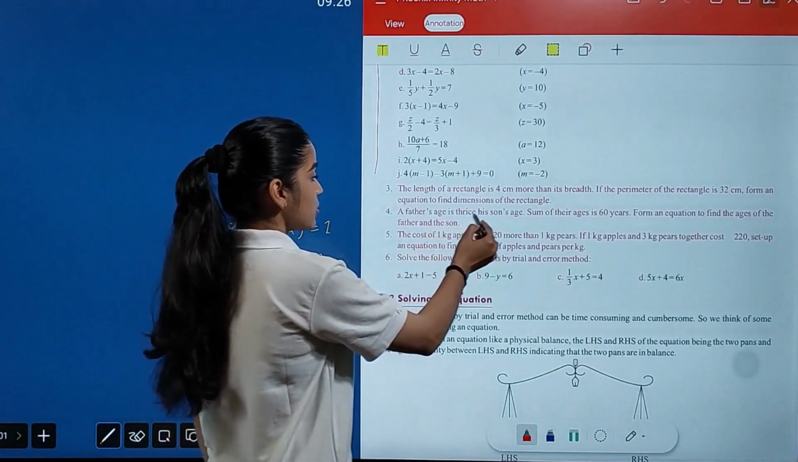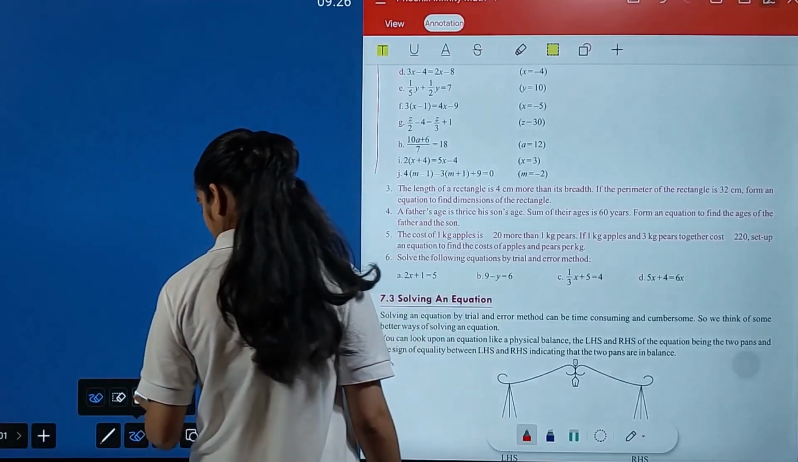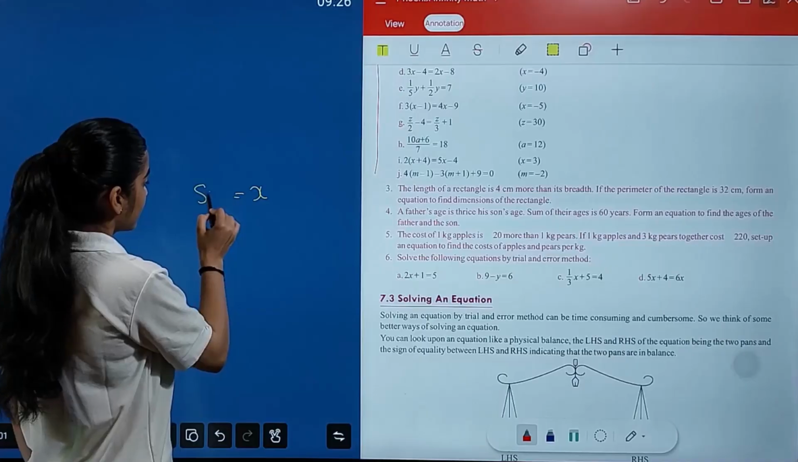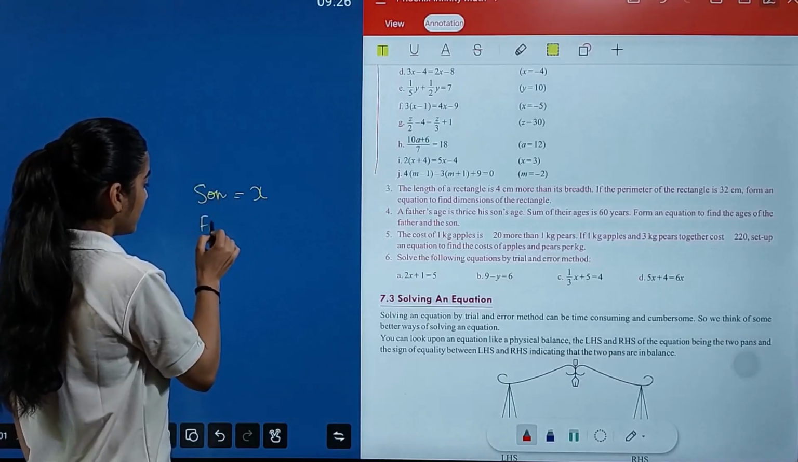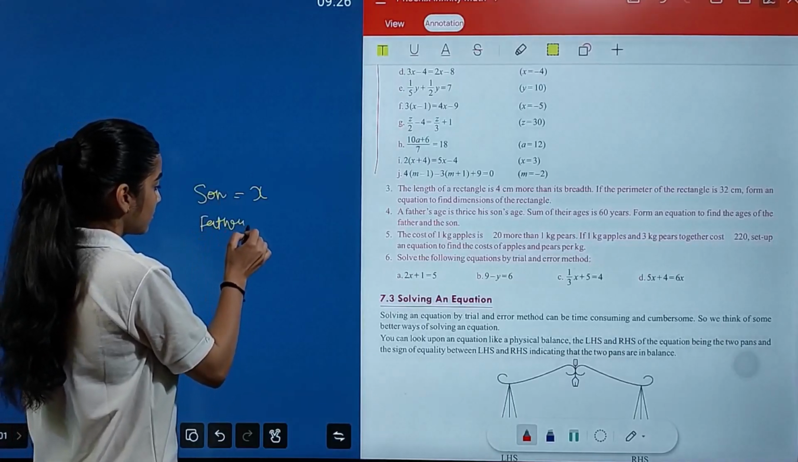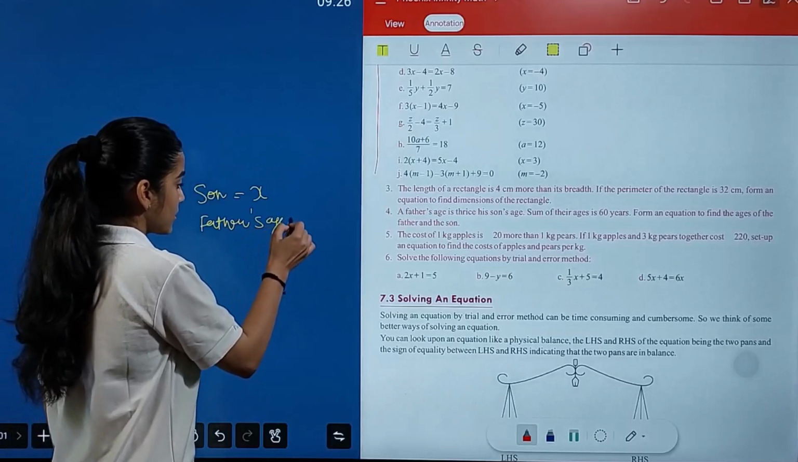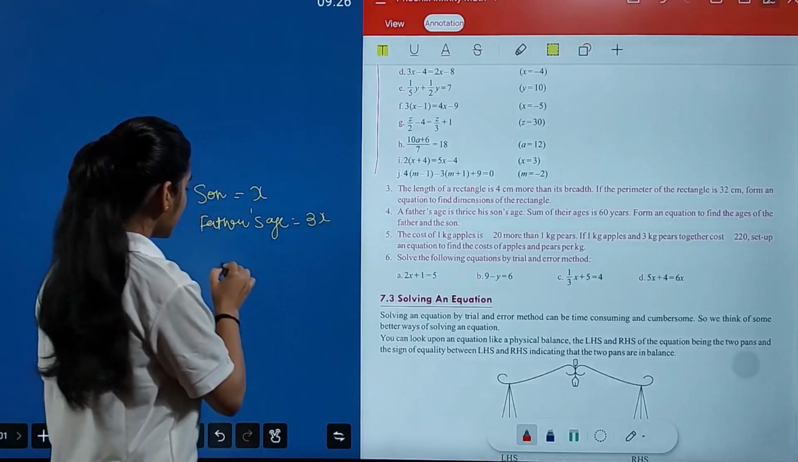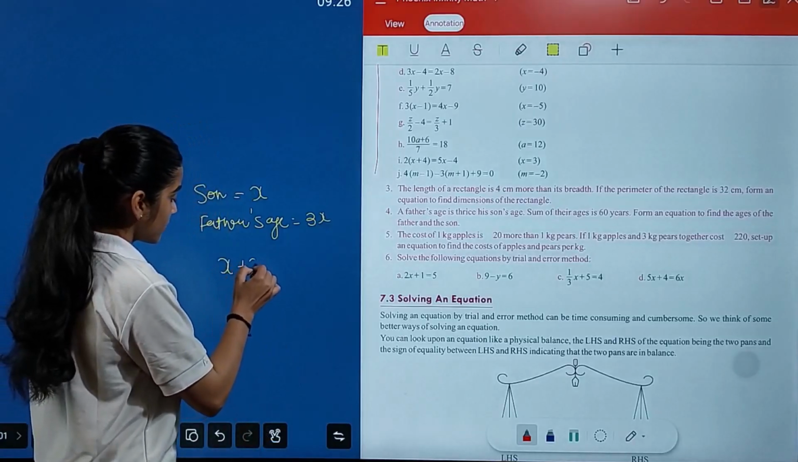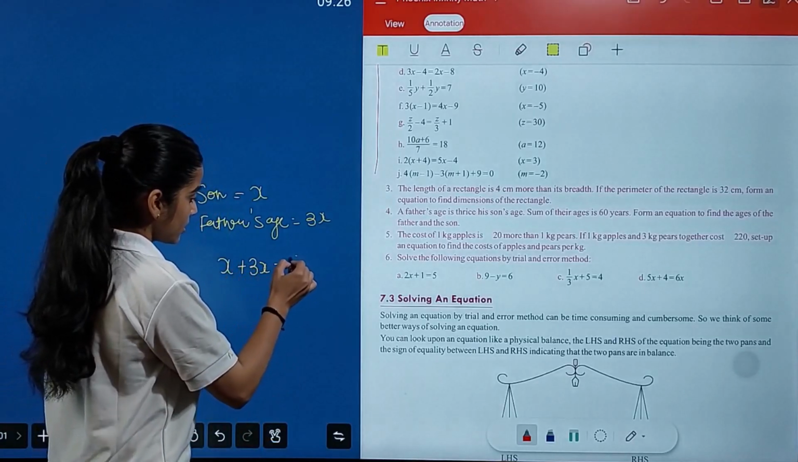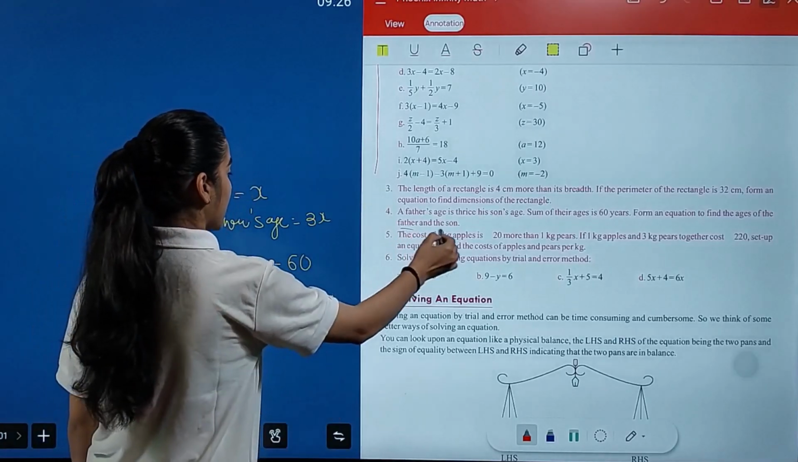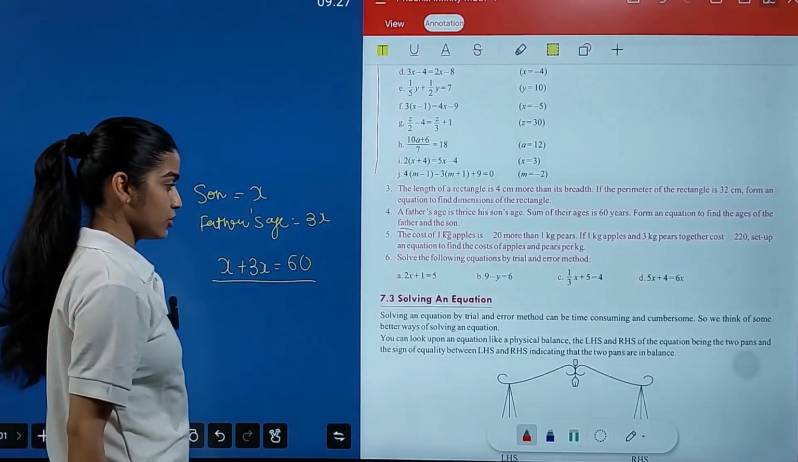Now we have question number 4. The father's age is thrice his son's age. Let the son's age be x and the father's age be 3x. The sum of their ages is 60 years, which means x plus 3x is equal to 60 years. Form an equation to find the ages of the father and son. So this is the linear equation you make.